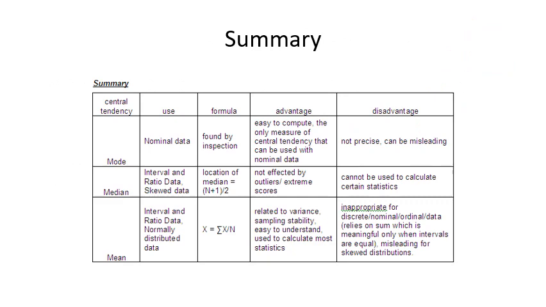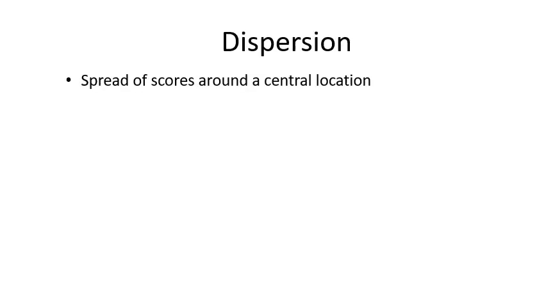So to summarize central tendency before we get into variability, you have this handy chart where it talks about uses for the mean, median, and mode, the formula for them, and the advantages and disadvantages. This is summarizing everything else. I don't need to cover this. You can go back and look at it on your own though. Next, we're going to talk about variability, and then we'll finish up by talking about skew and kurtosis. So let's start with variability.